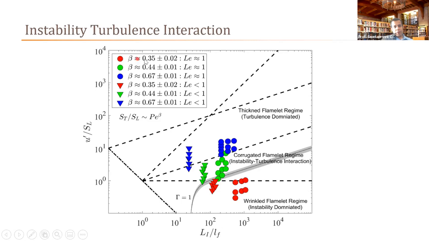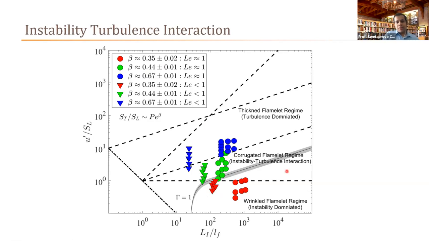The red corresponding to beta equal to 0.35 means it's a purely Darrieus-Landau instability dominated regime. Green is 0.44, the instability-turbulence interaction regime. And the blue is the pure turbulence regime. We see that the pure instability dominated regime is enclosed by this regime boundary. Okay, but just outside the regime boundary, it's not that the Darrieus-Landau instability instantaneously vanishes. There is a transition regime where Darrieus-Landau instability interacts with turbulence to give rise to a new scaling exponent of about 0.44. And then it transitions to a fully turbulent state where the scaling exponent is about 0.67.